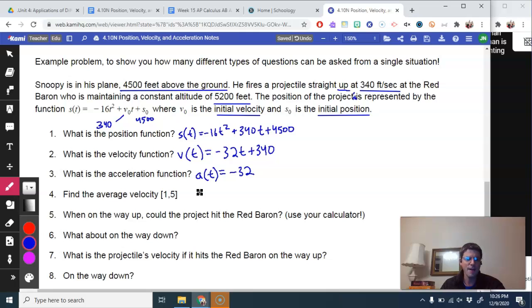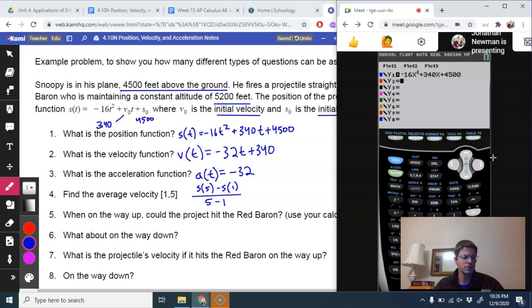So to find the average velocity, what we're going to want to do is plug this in. So we're going to find s of 5 minus s of 1, all divided by 5 minus 1. Now this is where it starts to be really helpful to have the calculator. So you can see what I did here.